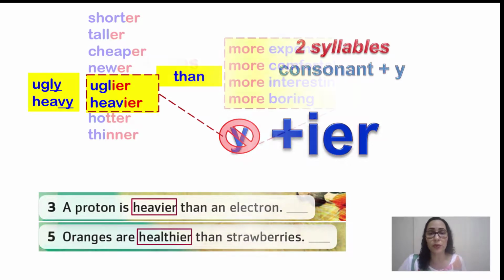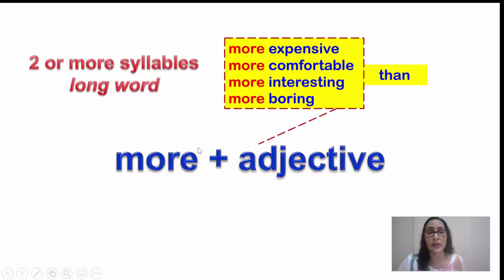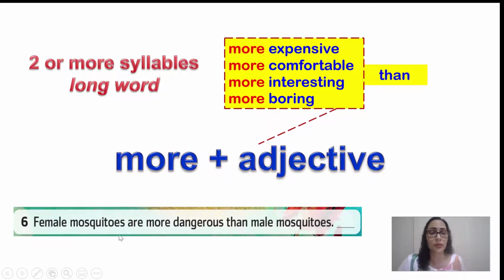The second group is consisted of adjectives that have 2 or more syllables, except the ones that end in consonant and Y. And then, if you pay attention here, what we do is that we include more and the adjective. There was an example in the text too. Female mosquitoes are more dangerous than male mosquitoes. You have probably noticed that when we are making comparisons, we also use the word than, right?